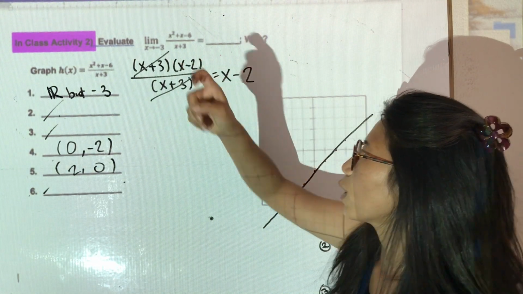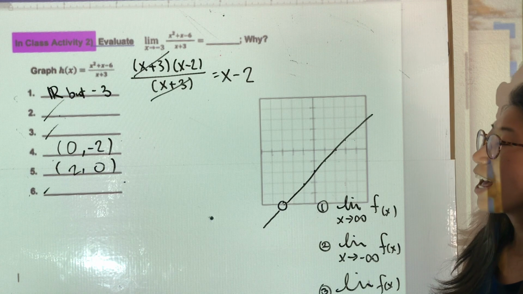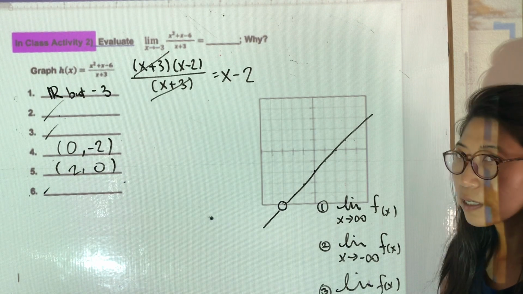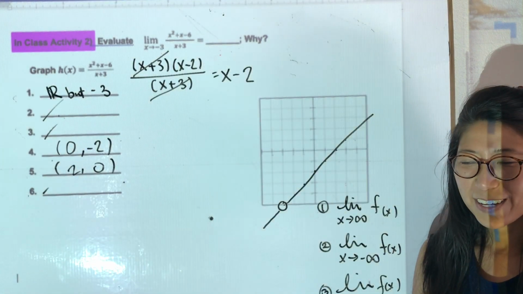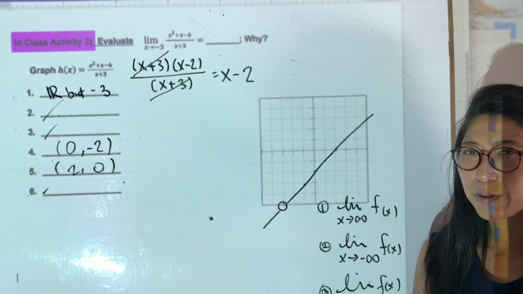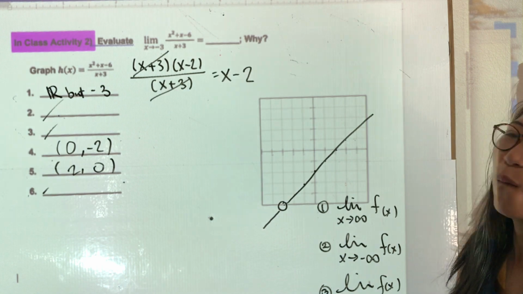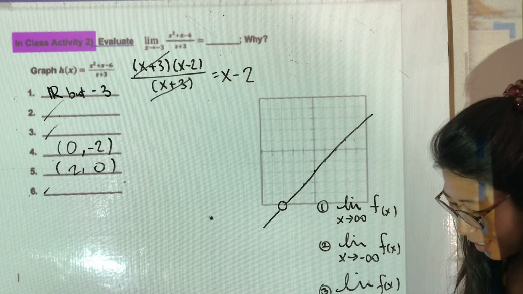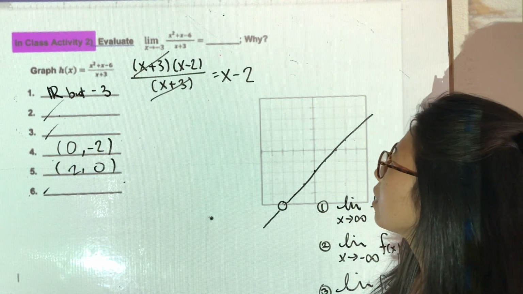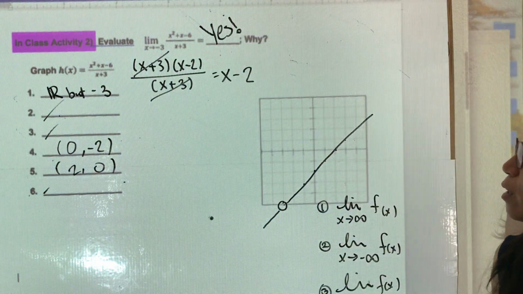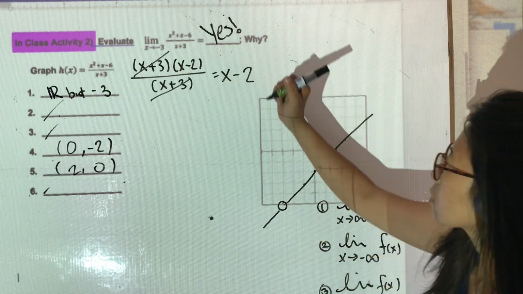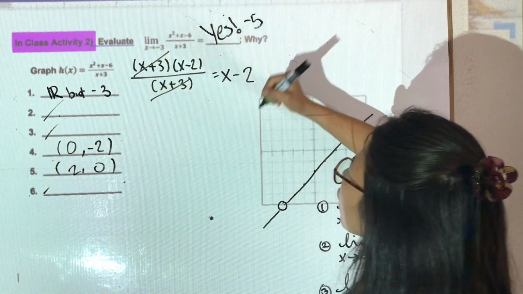Now I want you to answer the limit as x approaches -3. Does this function have a limit? I want you to think about it before I say the answer. Yes or no? This time, the answer is yes. We have a limit. What is it? That's going to be -5.